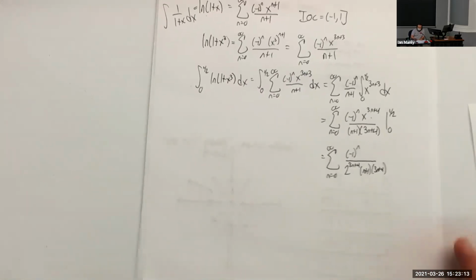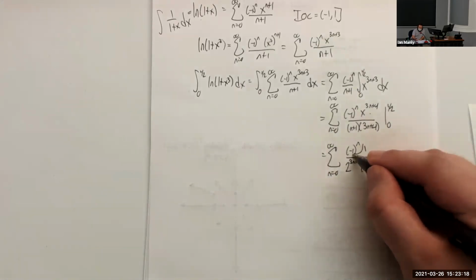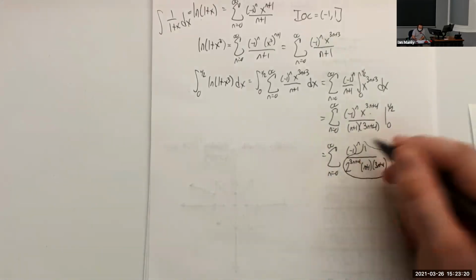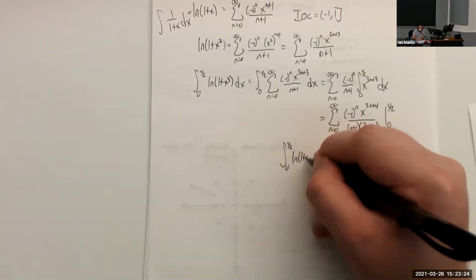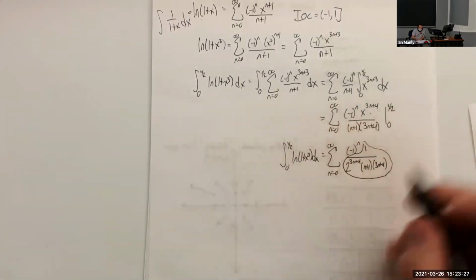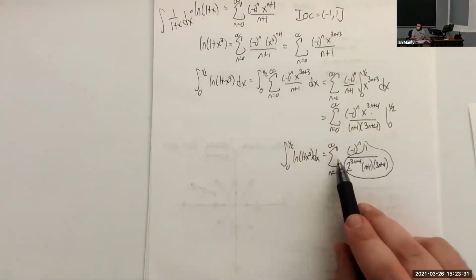Okay, so let's see here. So now, once again, this is an alternating series, right? And this is exactly equal to our integral. But like I said, even the best computers can't sum infinitely many terms.